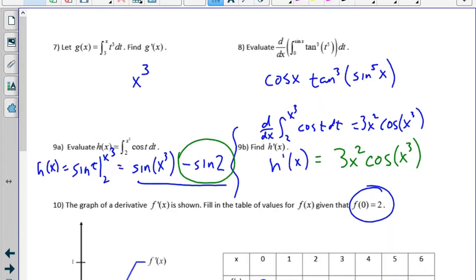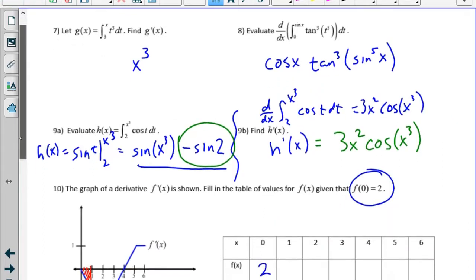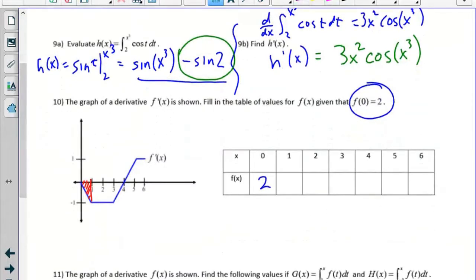That's the change in the original function from where we start to where we go. So since we know that f of 0 is 2, if we have the integral from 0 to 1 of f prime, that's going to give us the change from 0 to 1. So the change from 0 to 1 was minus 1/2. So we started at 2, and then we add negative 1/2, so we get 3/2.